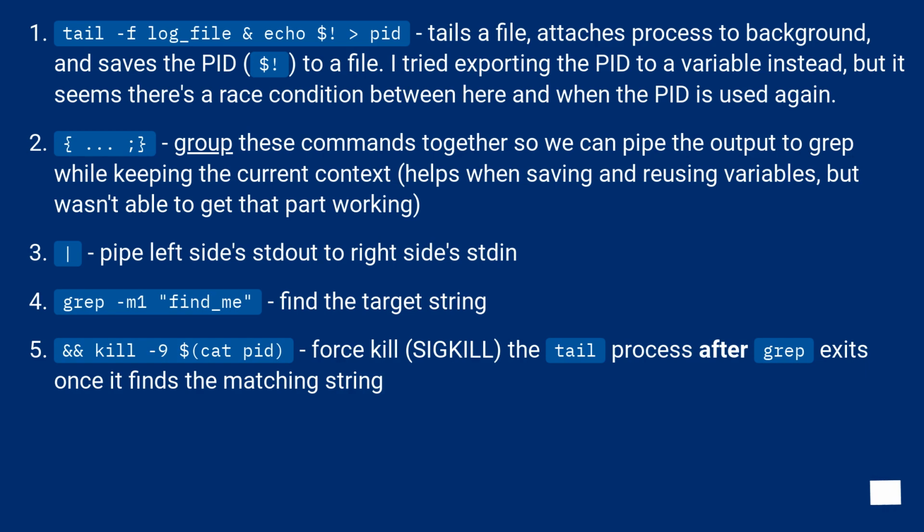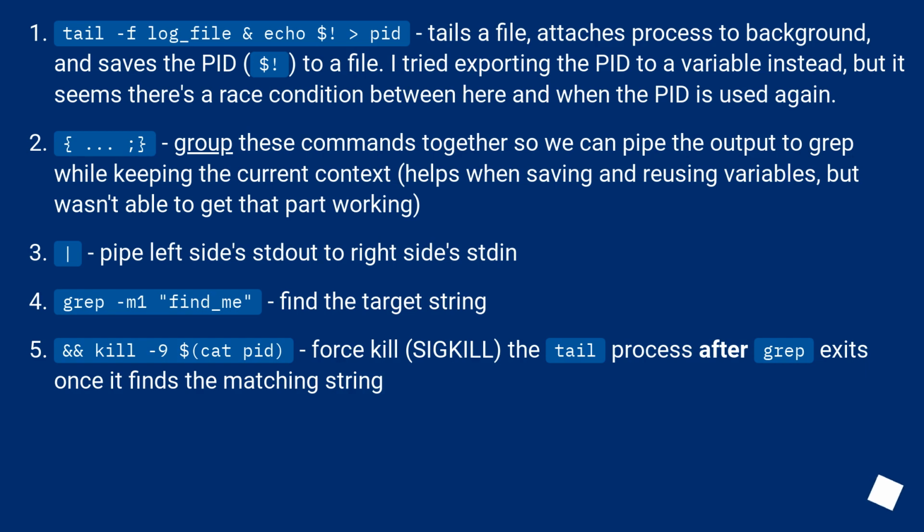The braces group these commands together so we can pipe the output to grep while keeping the current context, which helps when saving and reusing variables, but I wasn't able to get that part working. The pipe sends the left side's stdout to the right side's stdin.